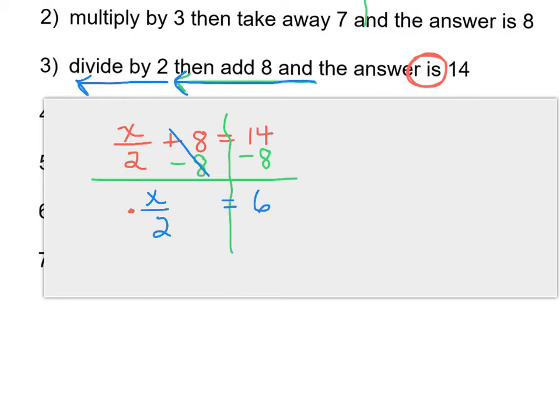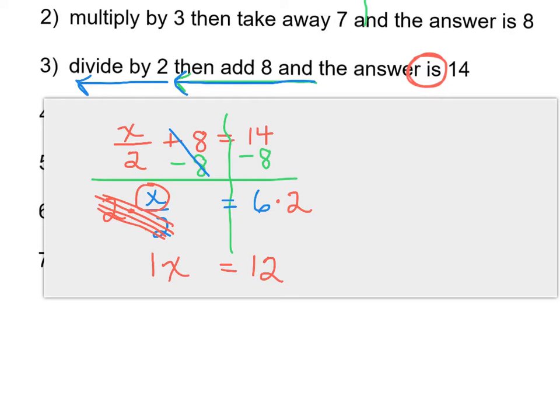And when I do multiply, I'm going to do a little dot, times 2 on this side, and times 2 on this side. And again, the reason is now I've got x divided by 2 times 2. Well, divided by 2 and times 2, those wipe each other out. That becomes 1. And I have 1x, or just x, same thing, equals, and 6 times 2 is 12.